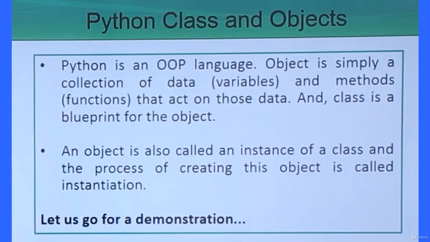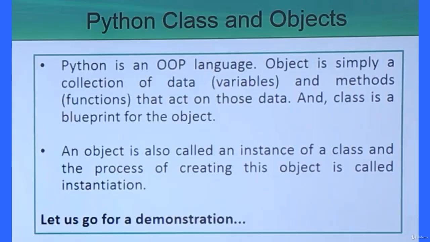Python class and objects. Python is an object-oriented programming language. An object is simply a collection of data, that is the variables, and the methods, that is the functions, that act on those data. And a class is nothing but a blueprint of alike objects.